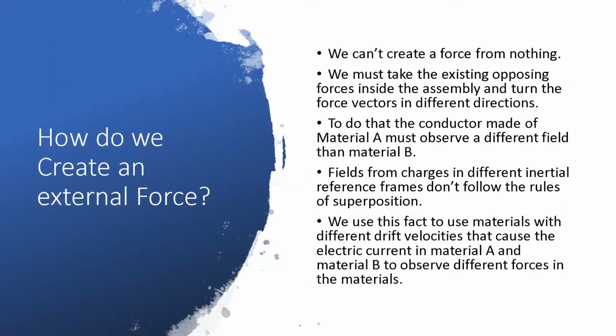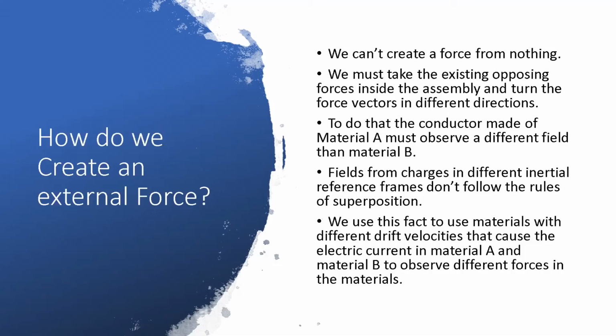So how can we create an external force? Well, one thing, we can't create a force from nothing. We must take existing opposing forces inside an assembly and turn the force vectors in different directions. Say we had two conductors, they're flowing electric currents, and they had a repulsive force between them. So we got two force vectors, one on one wire, one on the other. We don't want to generate a force. We just want to take those two that are normally opposite each other and turn them a little bit. Because once we do that, if we turn them in opposite directions, we're going to start getting an extra force on the assembly.